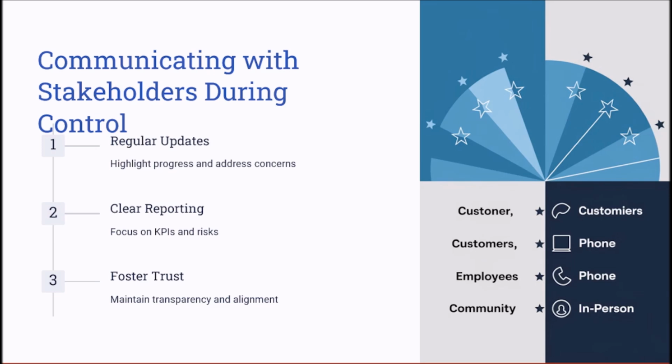So again, the communication here ensures transparency and alignment with the stakeholder needs and expectations. By having regular updates to highlight the progress and address any concerns, this is how you achieve effective communication. So ensure to have at least clear reporting on KPIs and risks, which fosters trust between you and the stakeholders.